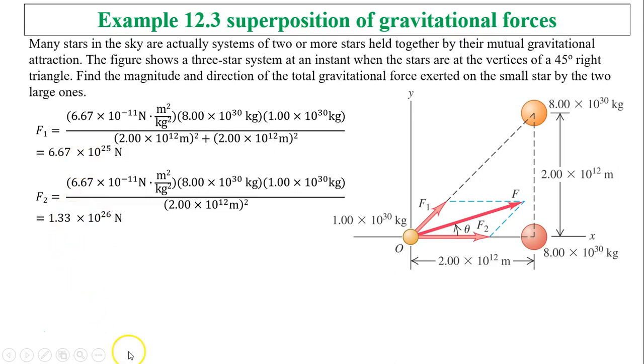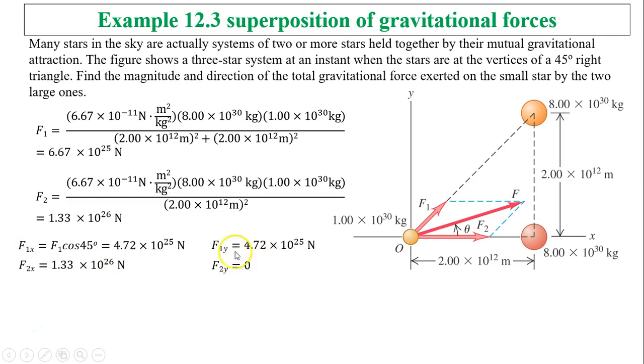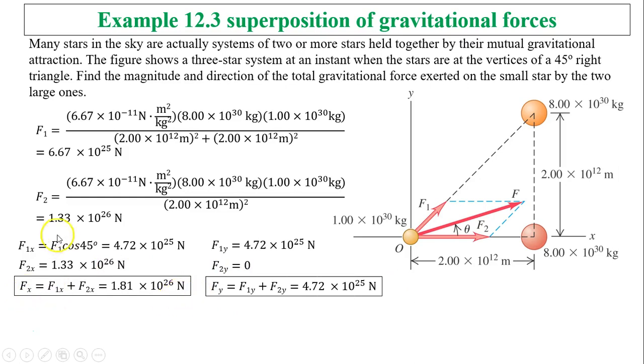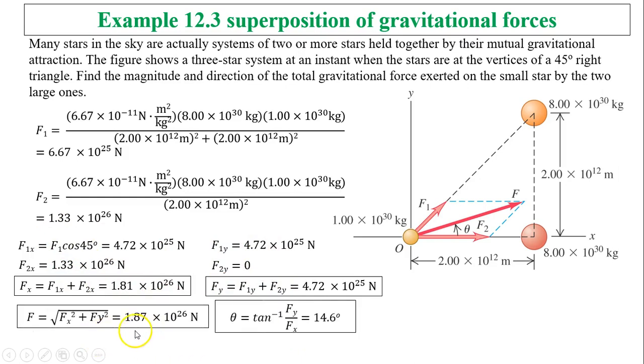Now, these are the two vectors. To add vectors, we have to add components. Find F1x and F1y. Similarly, we have F2x and F2y. According to our coordinate system, F2x is 1.33 times 10 to the 26, and F2y is 0. So we have to find Fx, adding all the x components, and Fy, adding all the y components. Then we use the Pythagorean theorem to find the resultant force and the direction of the resultant.